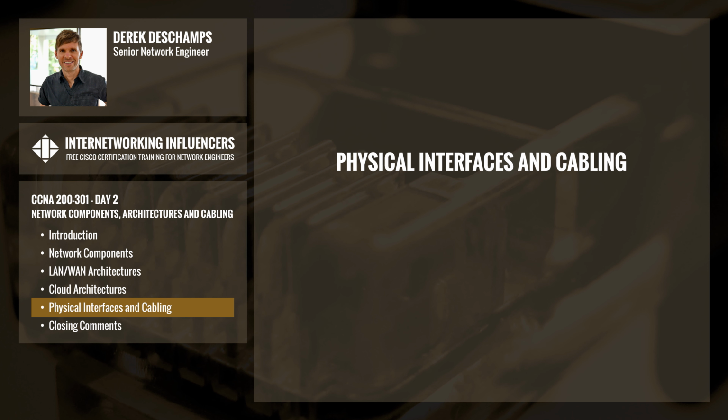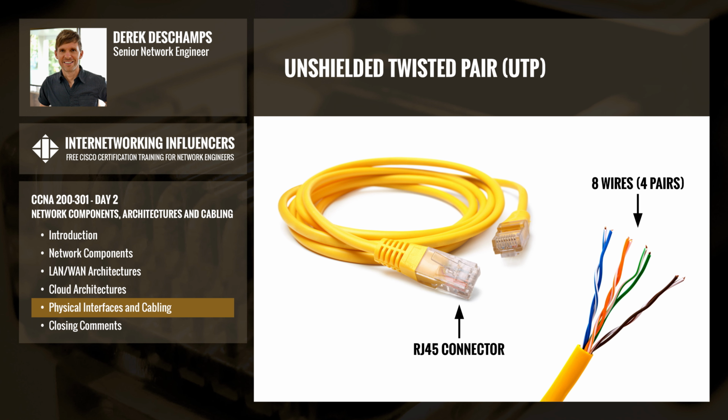For today's last topic, we'll look at how network components are connected together using various types of physical interfaces and cabling. An unshielded twisted pair, or UTP cable, is a type of cable that consists of copper wires that are twisted together into pairs to help reduce electromagnetic interference. A standard UTP Ethernet cable, such as a Cat6 or Cat7, consists of 8 copper wires, which are twisted together into 4 pairs, and terminated on the pins of an RJ45 connector.